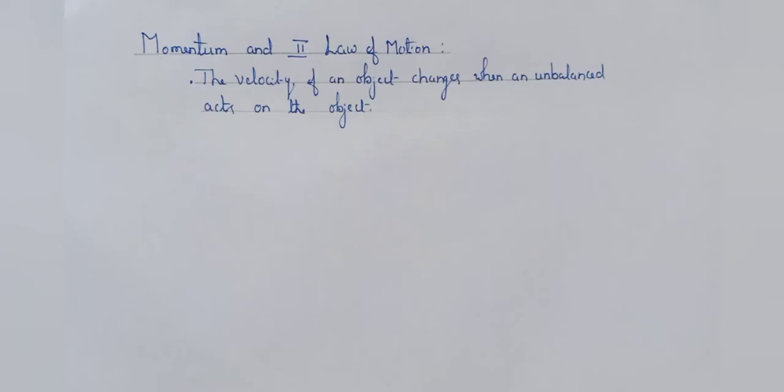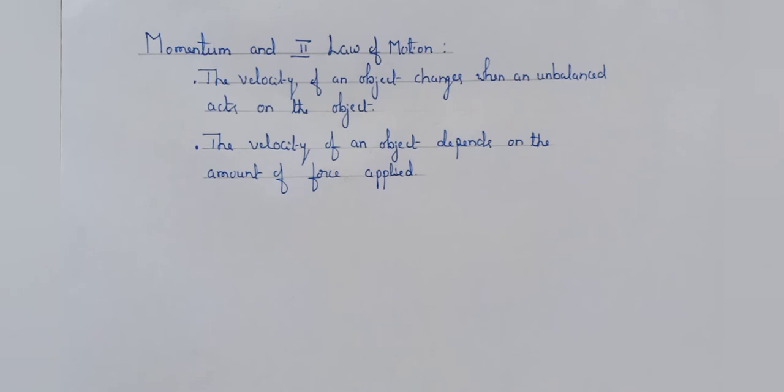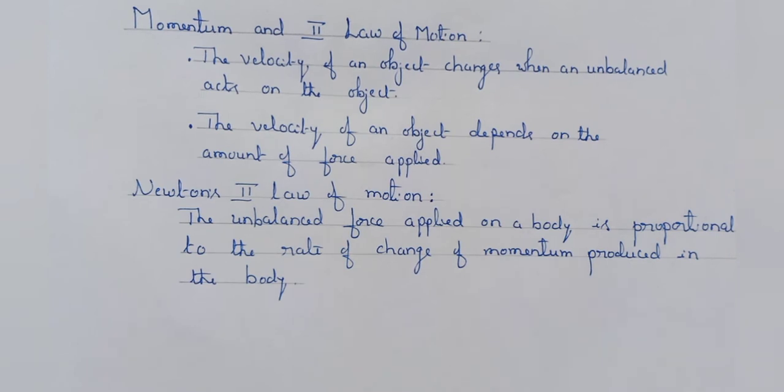Next, let us know about momentum and second law of motion. According to first law of motion, the velocity of an object changes when an unbalanced force acts on the object. Therefore, the velocity of an object depends upon the amount of force applied. The change in momentum is not only determined by magnitude of force but also by the time during which the force is exerted. Next, Newton's second law of motion states that the unbalanced force applied on a body is proportional to the rate of change of momentum produced in the body.